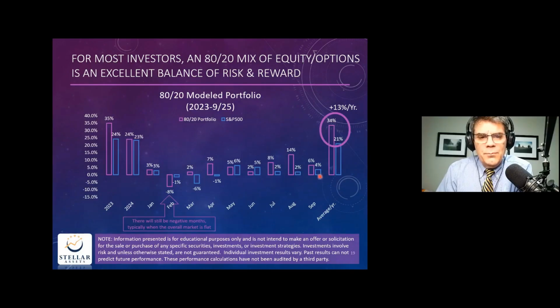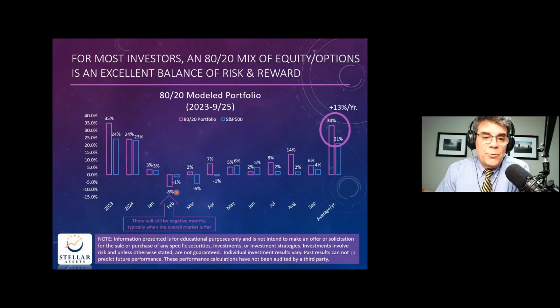I also have some month by month numbers here so you can get a feel for the volatility. And it's not that an 80-20 portfolio will never have a down month. It will. In February of this last year, that 80-20 portfolio was down 8%. So that was not good. The point is, it's rarely down when the overall market is down. There's no such thing as never, but it's rarely down when the overall market is down because the options pay off when the market makes big moves.